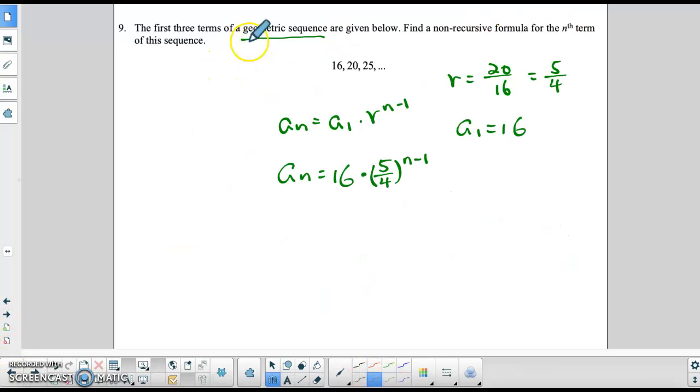All right, now let's look at question 9. The first 3 terms of a geometric sequence are given. This tells us it is a geometric sequence, so we should have the same ratio, times the same number to get the next one, okay? We're going to find the non-recursive formula. That means I want my a_1 to be shown in my formula. That's basically what this word means.